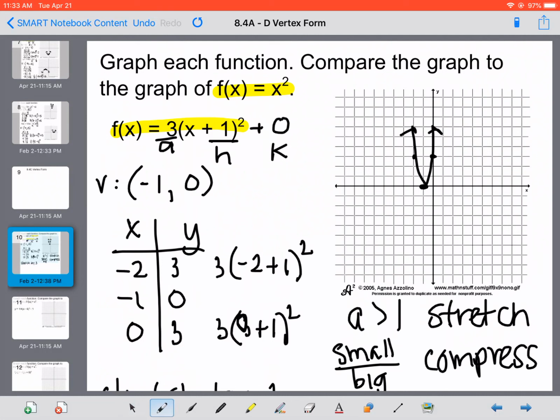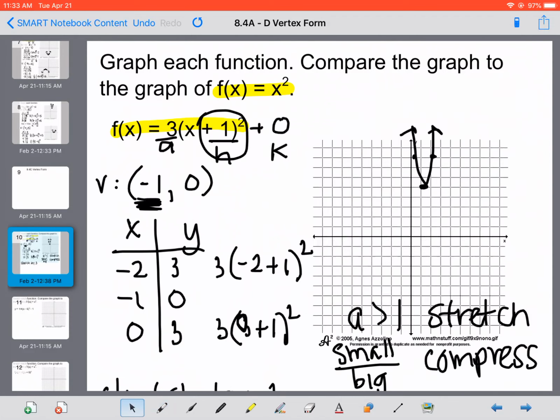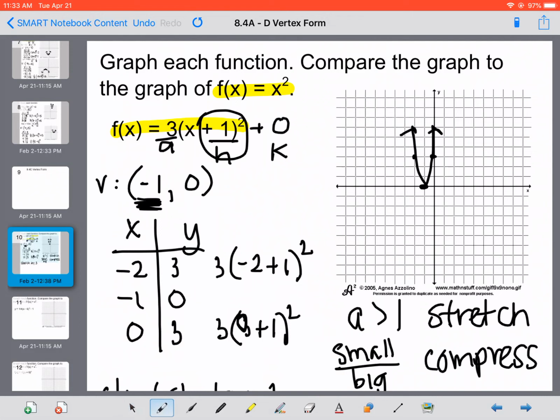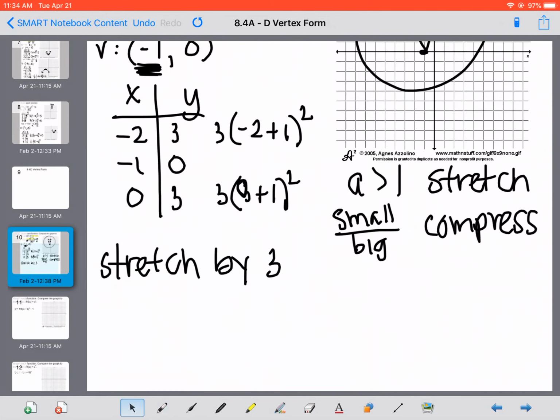And then the other part that we need to look at is that 1. Well, remember our h tells us if we are moving left or right. Well, because h is -1, that indicates that we are moving left 1. And if you look at your graph, didn't the vertex move from 0 left 1? So I would write that it moves left 1. And then if we want to, we could identify the vertex, but we don't have to there. So that's what that one is doing. Let's look at the next one.